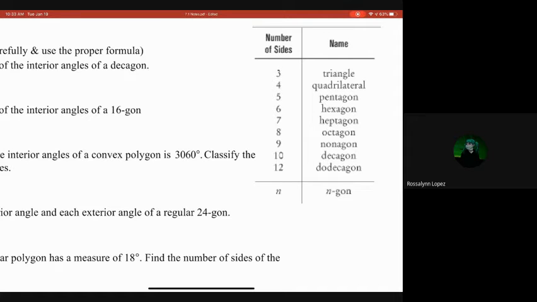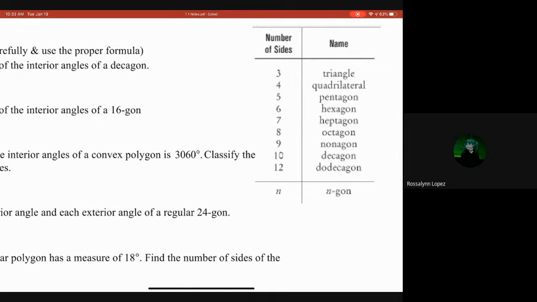Those ones are sometimes confused, so you can write that down somewhere else if you want, or make sure you know where to find this. So the unfamiliar ones: 7 is heptagon, 9 is nonagon, 10 is decagon, 12 is dodecagon.